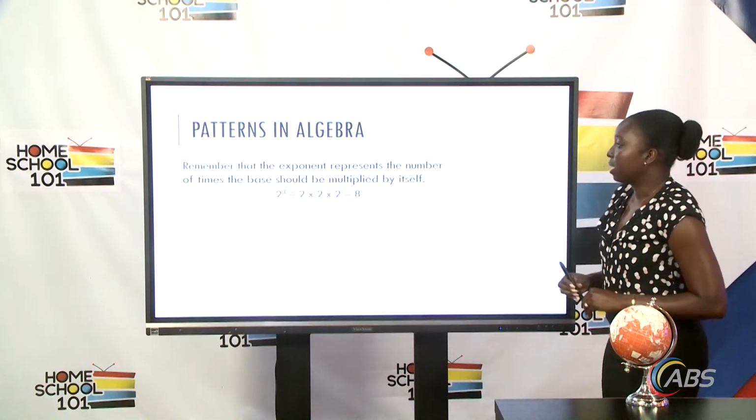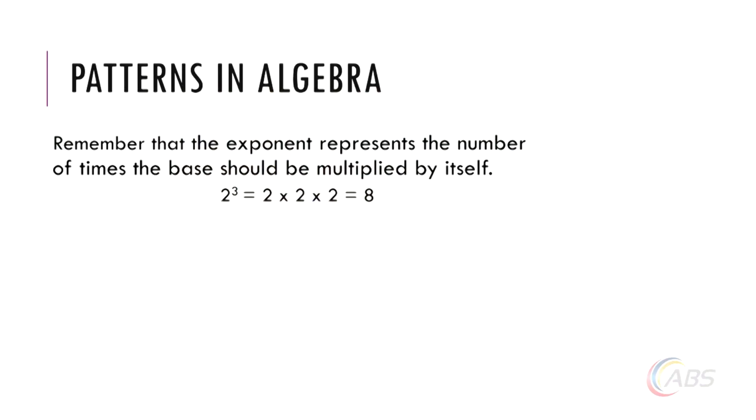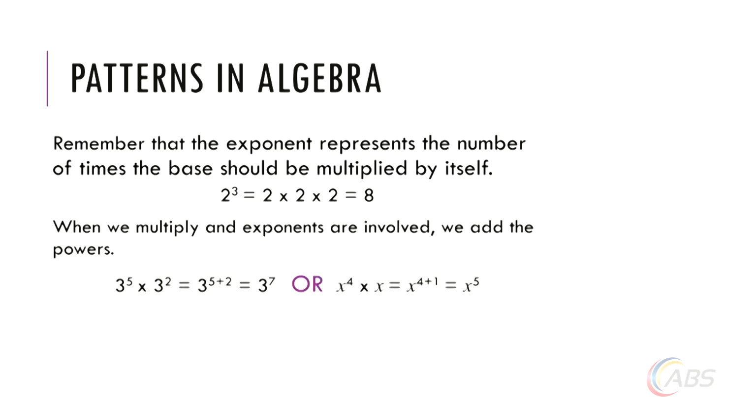Remember that the exponent represents the number of times the base should be multiplied by itself. So if we have 2 cubed, that just means 2 times 2 times 2. And when we multiply those, 2 times 2 is 4, times another 2 is 8.